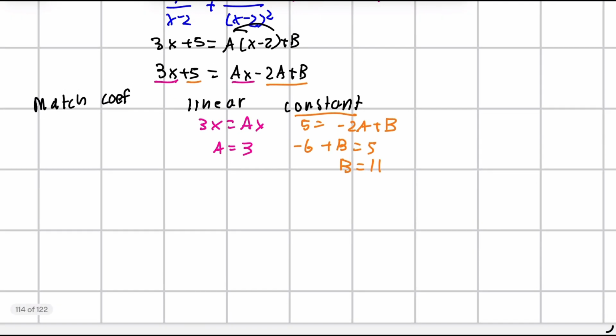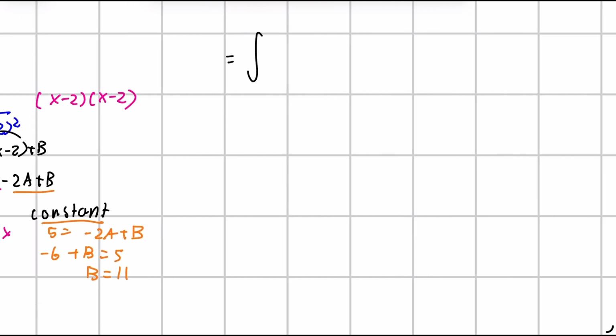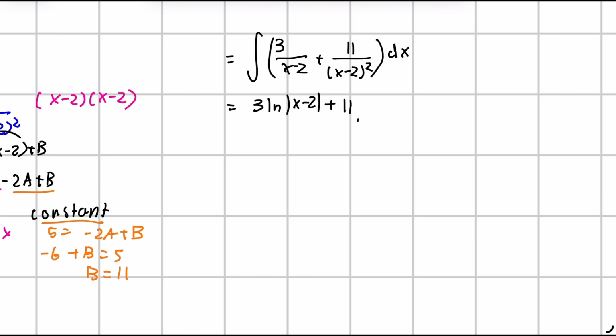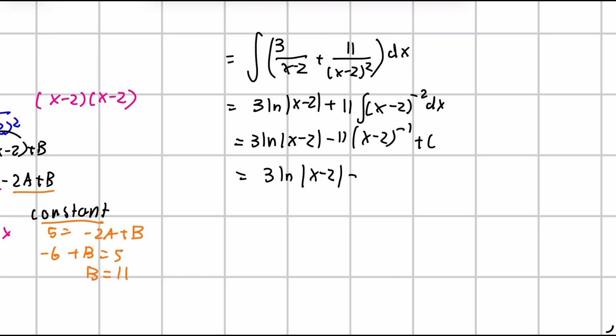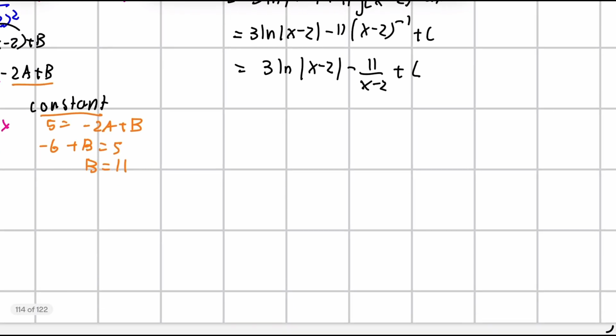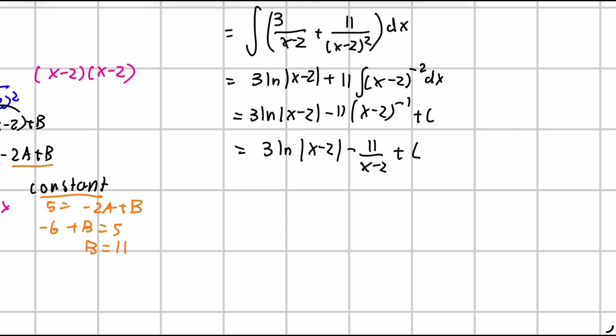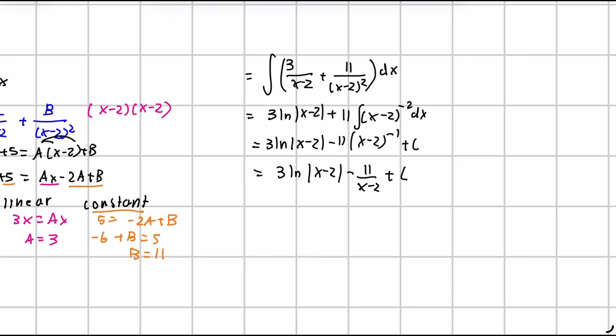Now all you do is just rewrite. We have the integral of 3 over x minus 2 plus 11 over x minus 2 squared dx. So we have 3 natural log of x minus 2 plus 11 times the integral of x minus 2 to the negative 2 dx. So then this is 3 times the natural log of x minus 2 minus 11 times x minus 2 to the power of negative 1 plus C. So then we have 3 times the natural log of x minus 2 minus 11 over x minus 2 plus C. So basically, with repeated factors, we always remember that you are going to need both x minus 2 and x minus 2 squared denominator terms.